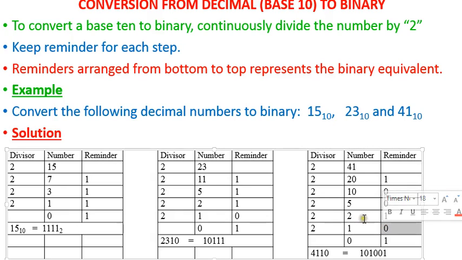Finally, I will say this 1 divided by 2. We know it will enter 0 times, but with a remainder of 1 itself. As usual, we arrange these remainders from the bottom to the top. So in this case, you see I have 1 followed by 0, 1 followed by 0, 0, and finally 1. So if I arrange them, I'll have 101001. This is equivalent to my 41 base 10.